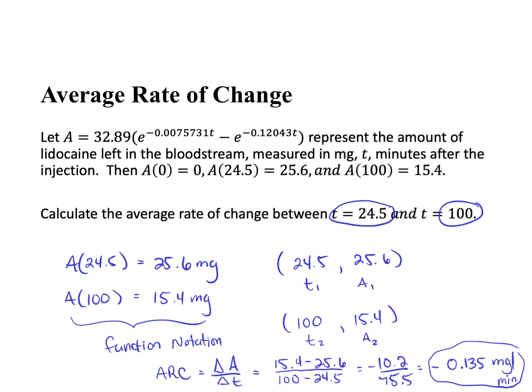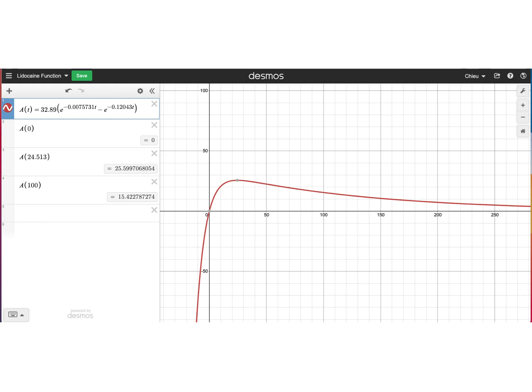Because this average rate of change is negative, this is telling me that between 24.5 minutes and 100 minutes, the amount of lidocaine is decreasing, right? It's leaving the bloodstream at a rate of 0.135 milligrams per minute. So in the next slide, I'll show you what that rate of change looks like on the graph of this beautiful function, or this equation, okay?